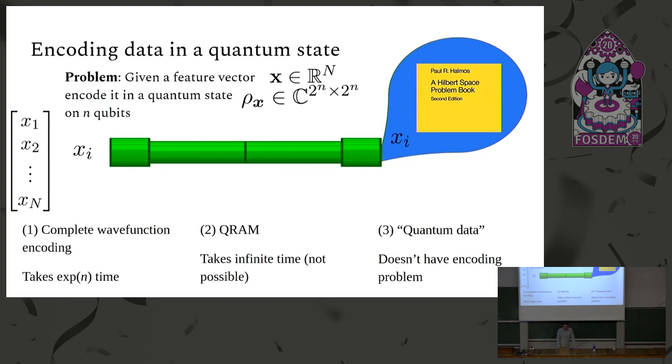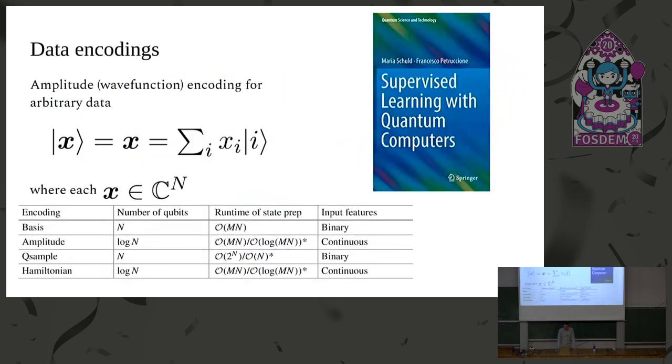Another thing is QRAM, which is a memory model for quantum computers. This is interesting from an oracle and complexity standpoint, but again, in terms of practicality, this can't really be done right now, and maybe not ever. And the third thing, which I mentioned briefly before, was quantum data, which doesn't have this encoding problem because the underlying data has nice physical assumptions, such as locality and other things. So you may be able to get away there, but if you want to do any quantum machine learning on classical data, you're always going to have this problem.